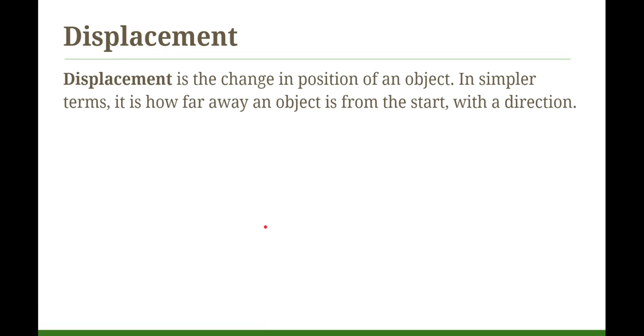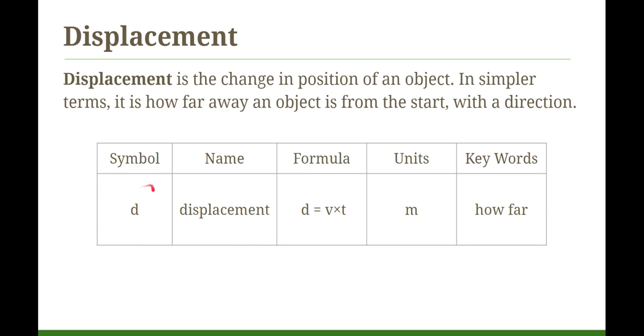Displacement is the change in position of an object. In similar terms, it is how far away an object is from the start, and it includes a direction. So we symbolize displacement with the letter D. In order to calculate the displacement, we can multiply the velocity of an object times the time that that object is traveling at that velocity. And the most common units for displacement are meters. If a question asks you how far did an object move, then it's probably asking you for the object's displacement.